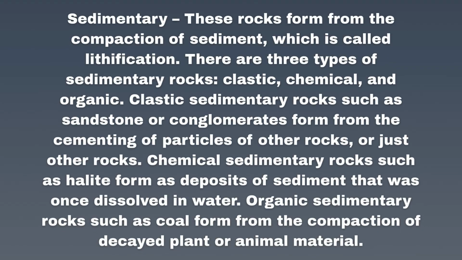Sedimentary. These rocks form from the compaction of sediment, which is called lithification. There are three types of sedimentary rocks: clastic, chemical, and organic. Clastic sedimentary rocks such as sandstone or conglomerates form from the cementing of particles of other rocks. Chemical sedimentary rocks such as halite form as deposits of sediment that was once dissolved in water. Organic sedimentary rocks such as coal form from the compaction of decayed plant or animal material.